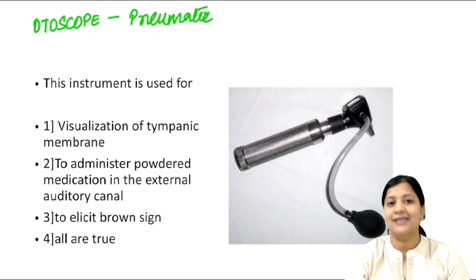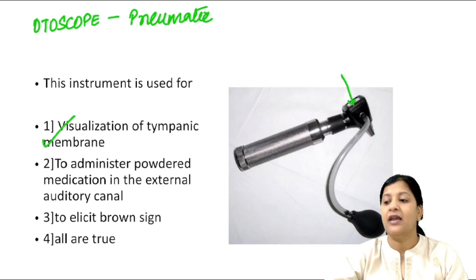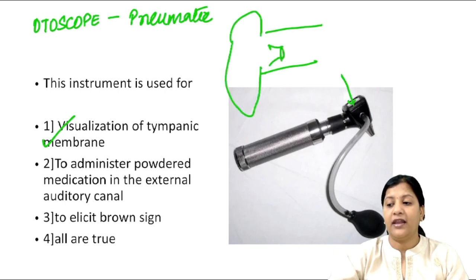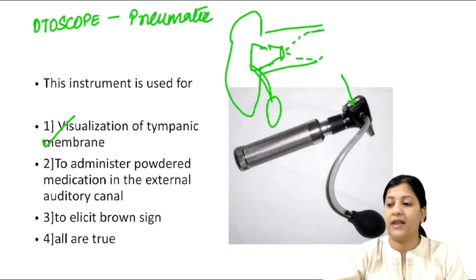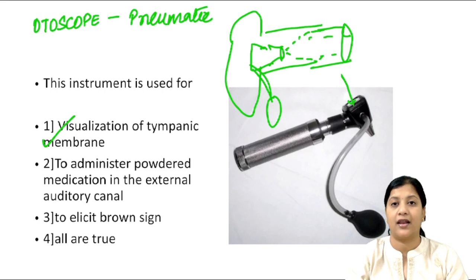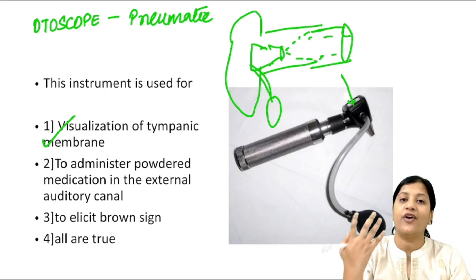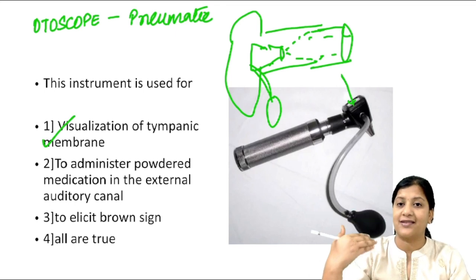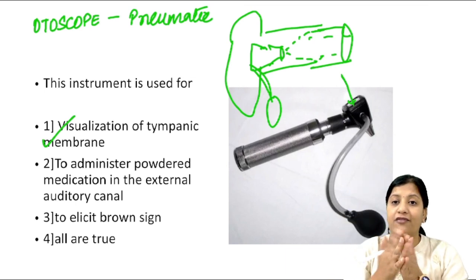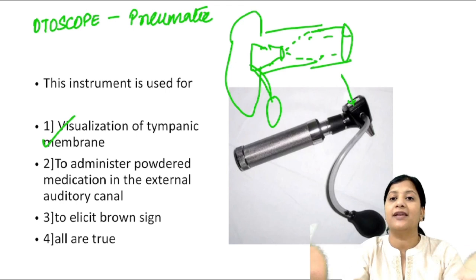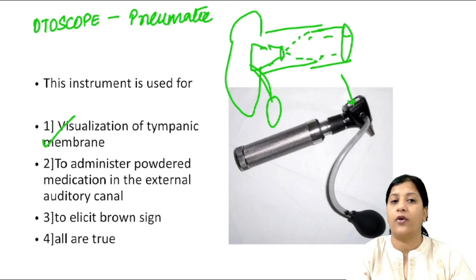If you understand this, yes, of course, through the otoscope you will be able to visualize the tympanic membrane, which is a true statement. Now, if I insert the otoscope into the external auditory canal and inflate the cuff, the pressure will help in dispersing powdered medication through the entire external auditory canal. So when I want to give a powdered medication for otitis externa or any medical disease of the external ear, I can use this, because when I inflate the cuff, the powder will go and get dispersed into the external auditory canal. So it is used for administering powdered medication as well.